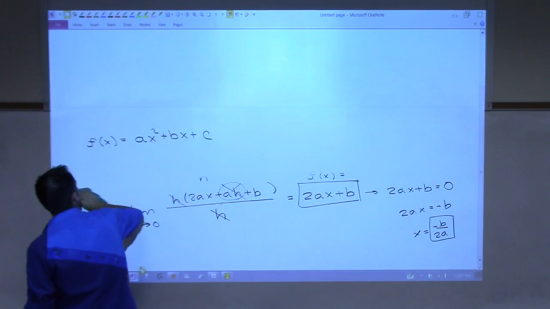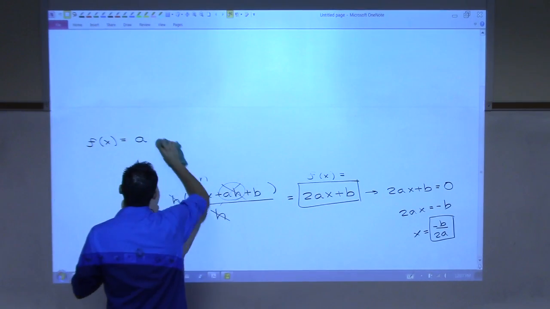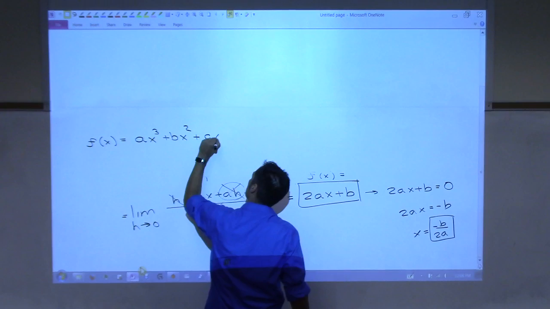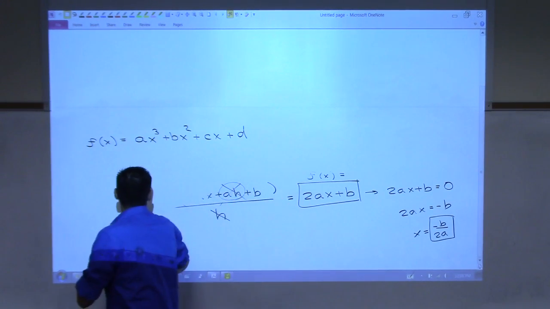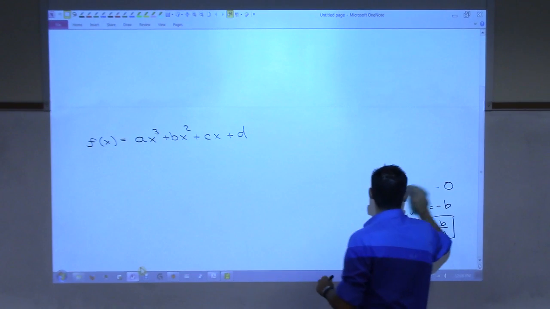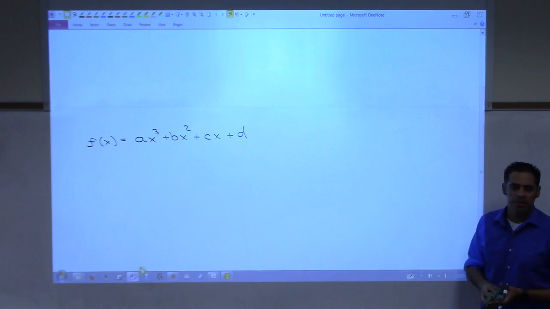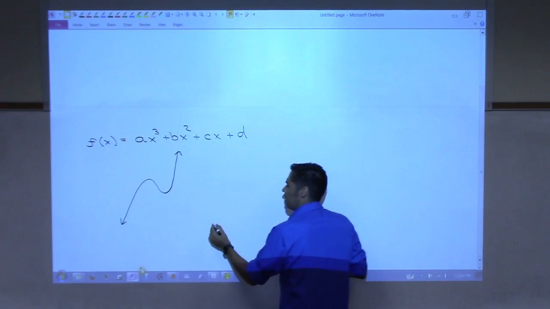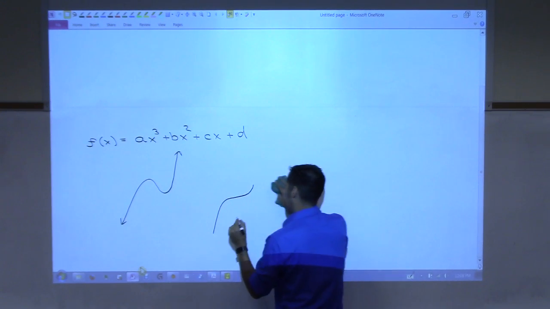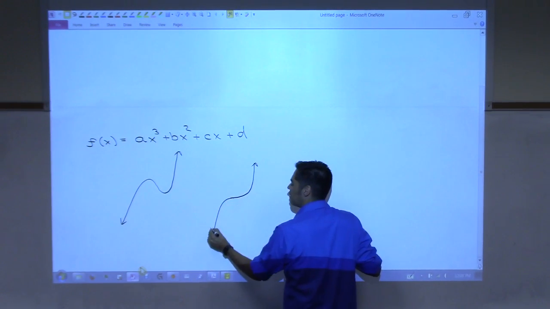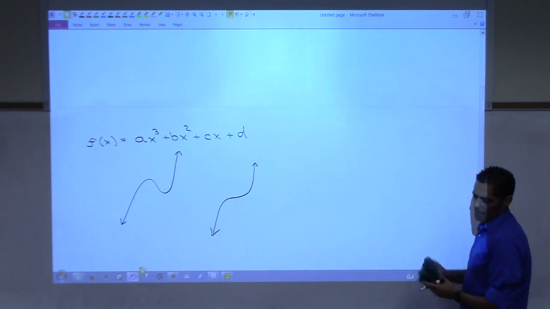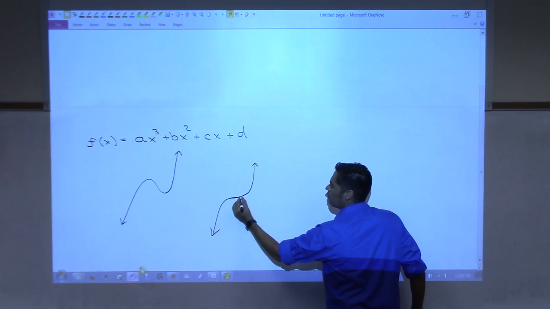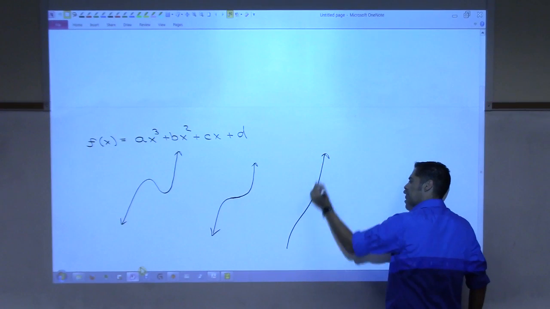What if you had, instead of a general quadratic function, a general cubic function? Think about this now. We know that cubic functions can look like this, right? You can even have them do something like that. Any other thing? That was supposed to flatten out a little more. Let me do this one. You could just have this.